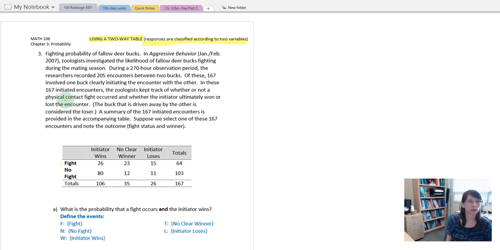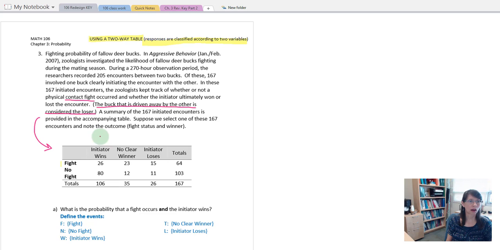So it's important to know that contact is what's determining whether there is a fight or not a fight. The buck that is driven away by the other is considered the loser. So that is also important. A summary of the 167 initiated encounters is provided in the accompanying table. Suppose we select one of these 167 encounters and note the outcome. So the summary table is given.